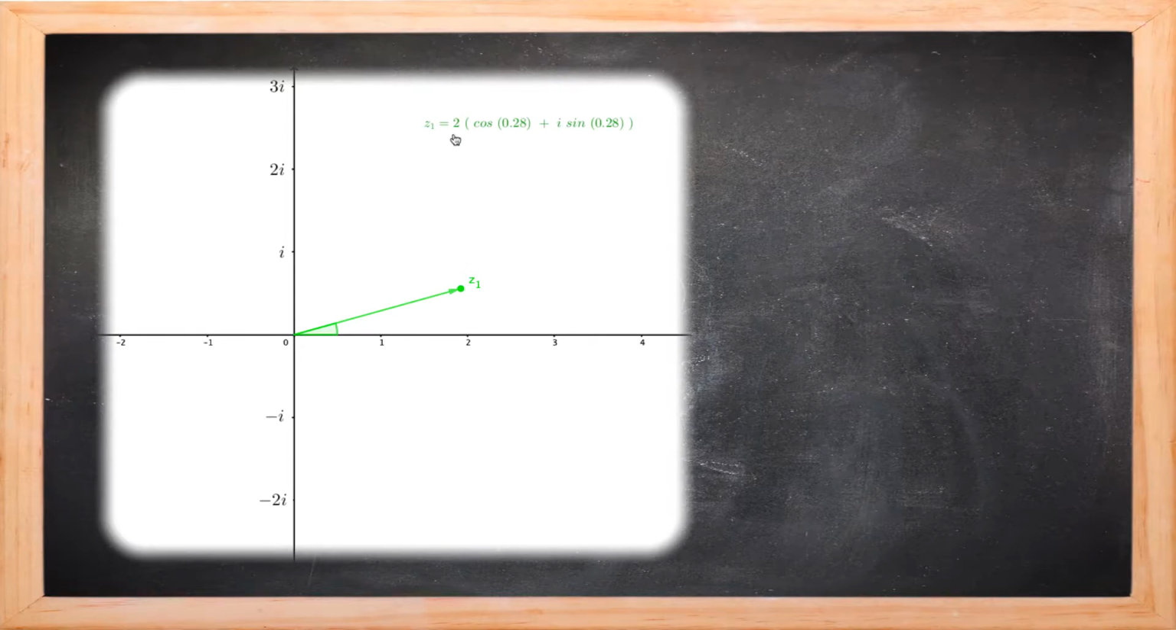This number 2 gives the modulus. It's the distance the complex number is from the origin, and 0.28 is the angle that's shown, the positive angle round from the real axis. So as this complex number moves around, you can see the modulus and the argument changing.